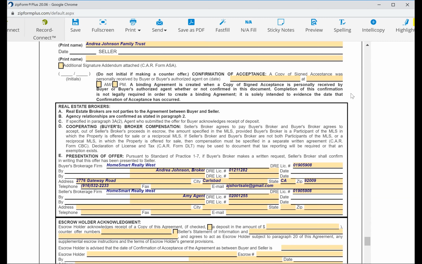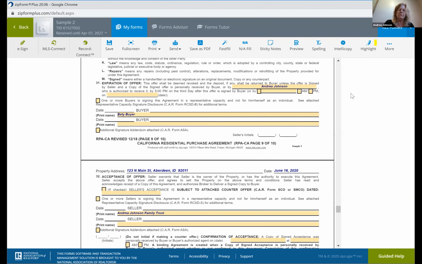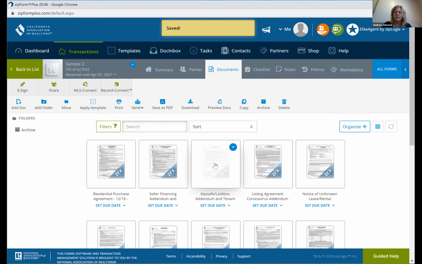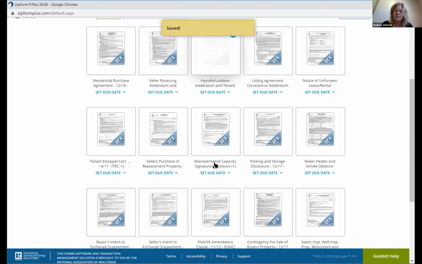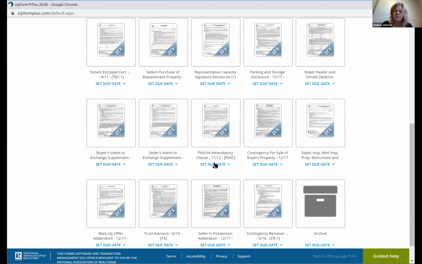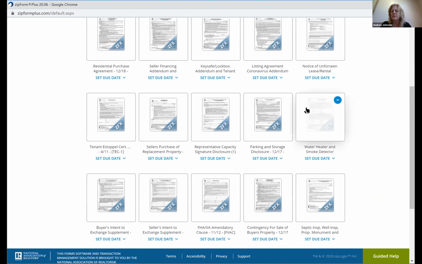Okay, that was our only question. I think we have a few minutes. Let's take a quick look at the notice to buyer to perform, which apparently I need to add.